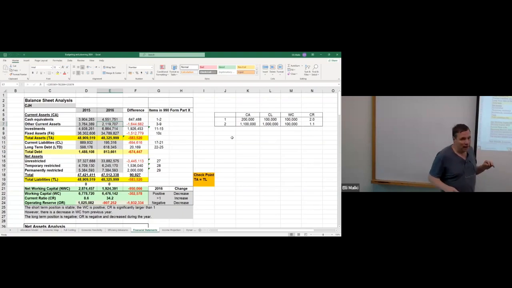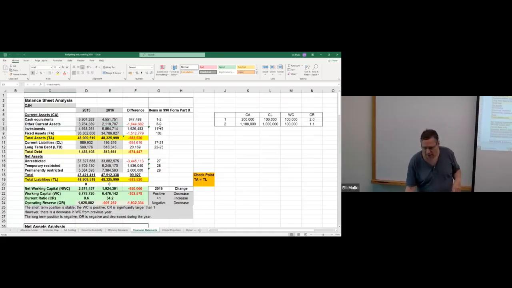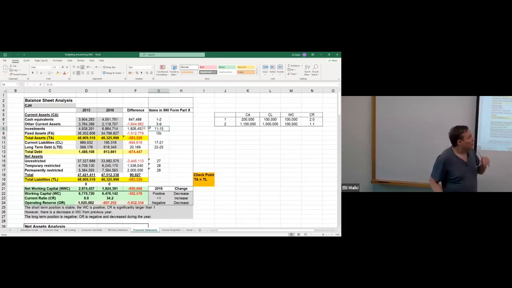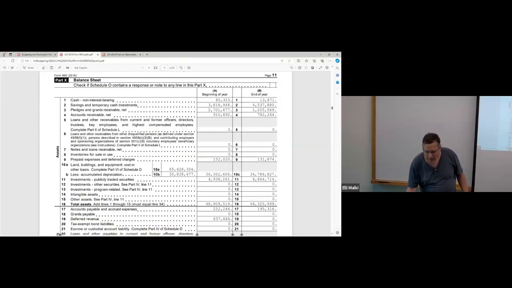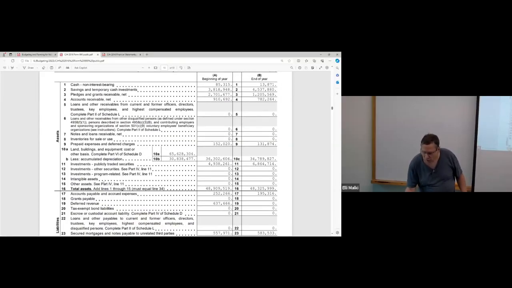We saw how we enter data from the 990 form for current assets, cash and cash equivalents and other current assets. Now we move on to the next line, which is investments, and there is a reference to the 990 form, still part 10, lines 11 to 15. So let's see that. Again, the 990 form, and you can see lines 11 to 15.